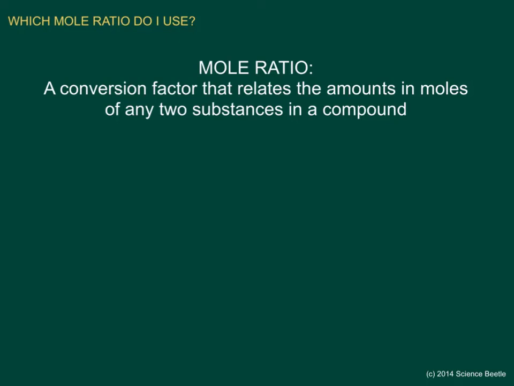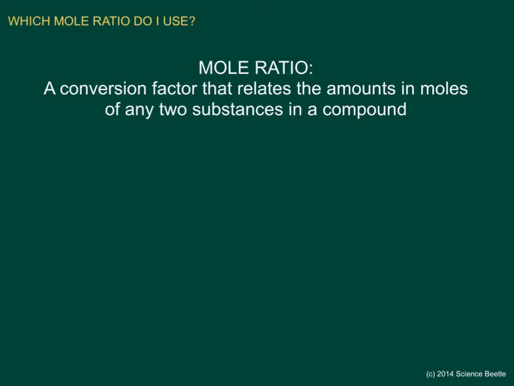Welcome back, students. In this lesson, I want to focus on the question of which mole ratio do you use when you're doing stoichiometry type problems. And recall that a mole ratio is a conversion factor that relates the amounts in moles of any two substances in a compound. So the two substances can be on the reactant side, or they can both be on the product side, or they can be one on the reactant side and one on the product side. So it doesn't really matter, but what we're talking about is two substances.